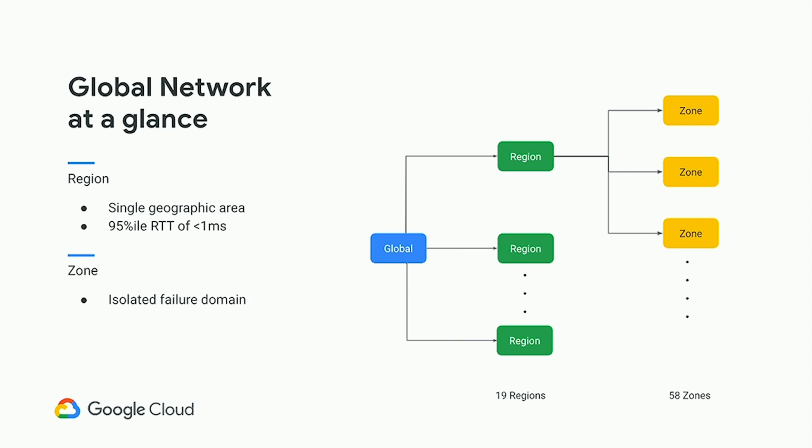A region is typically divided into 3 or 4 zones, and a zone is a geographic location within a region which has its own fully isolated and independent failure domain. And so no two machines that are in different zones or in different regions share the same fate when it comes to failure. So they're definitely in different data centers. In GCP at this time, we have 19 regions and 58 zones.